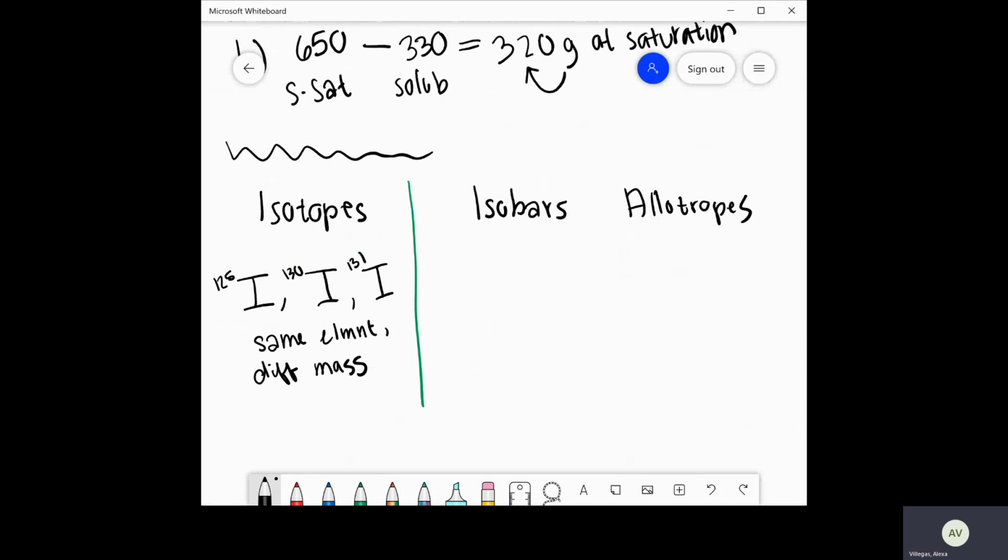Okay, isobars, these are different elements that happen to have the same mass number. So an example of this would be if you had calcium, potassium, and chlorine, and all of them happen to have the same mass number.